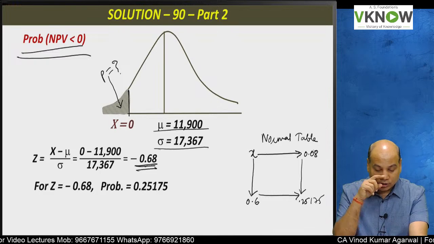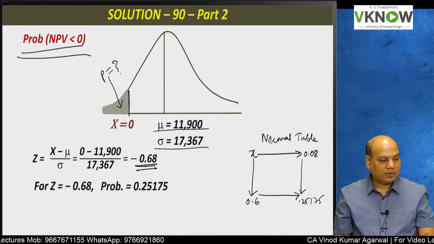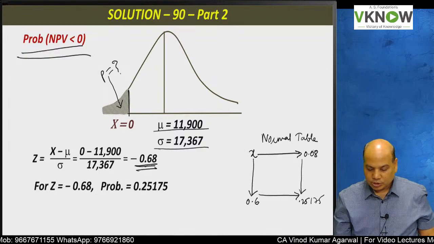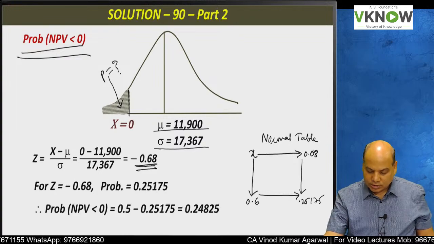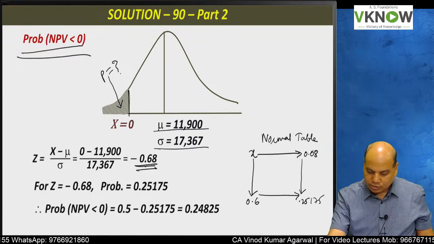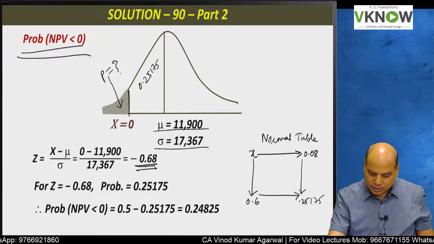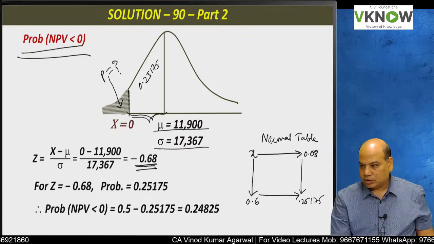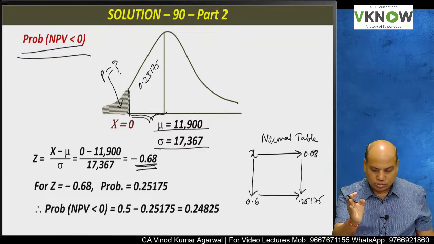Other students who don't have the table will have to find the normal distribution table. 0.25175, but that is not the answer. The probability you have got is the probability of this area between 0 to mu. The table gives you probability between 0 to mu.